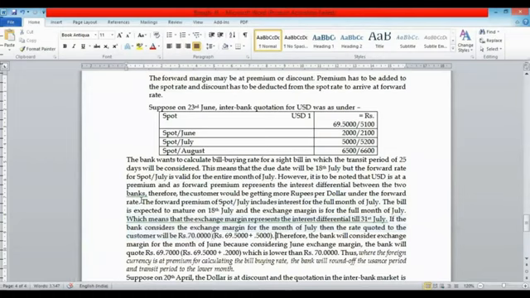Therefore, the bank will consider the exchange margin for the month of June, because considering the June exchange margin, the bank will quote 69,700, which is lower. You must not have got this point. Now, as I have read, now listen to me.